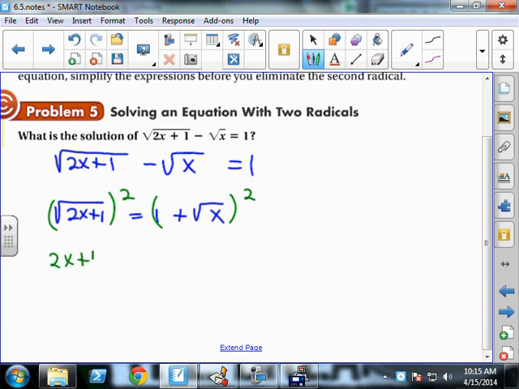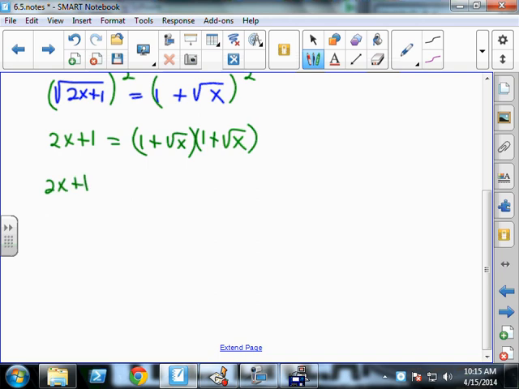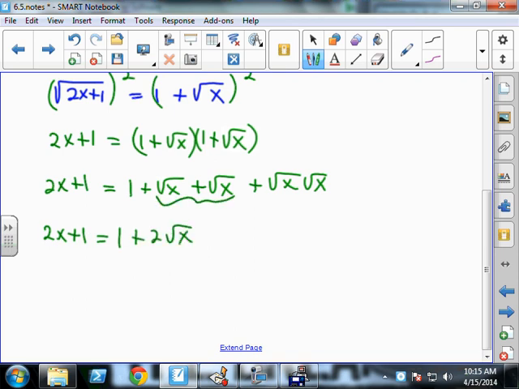On the left, of course, we get 2x plus 1. On the right, we get 1 plus rad x times 1 plus rad x. When we FOIL, we're going to get 1 plus rad x plus rad x plus rad x times rad x. On the left, we still have 2x plus 1. We get 1 plus 2 rad x plus rad x times rad x, which is rad x squared, which is just x. Hopefully you're with me up to that point.